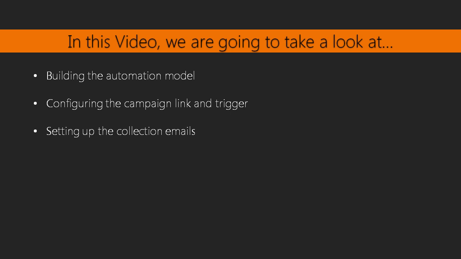So we're going to look at building the automation model, setting up the campaign link and the trigger, and then we're going to look at the actual collection emails themselves.